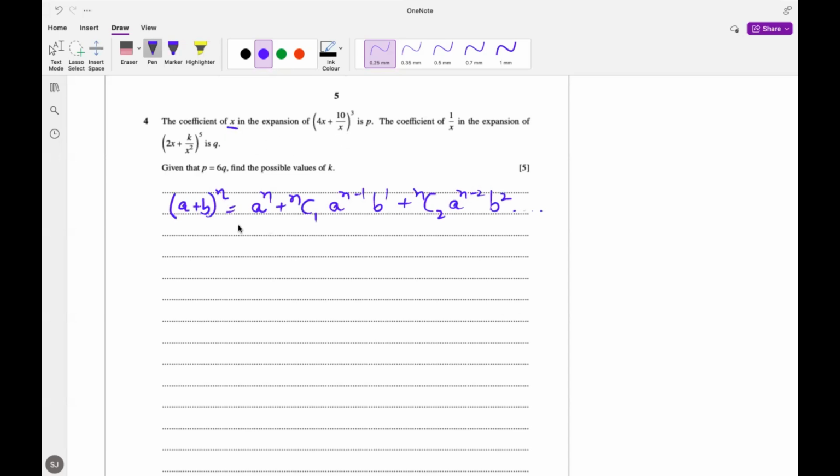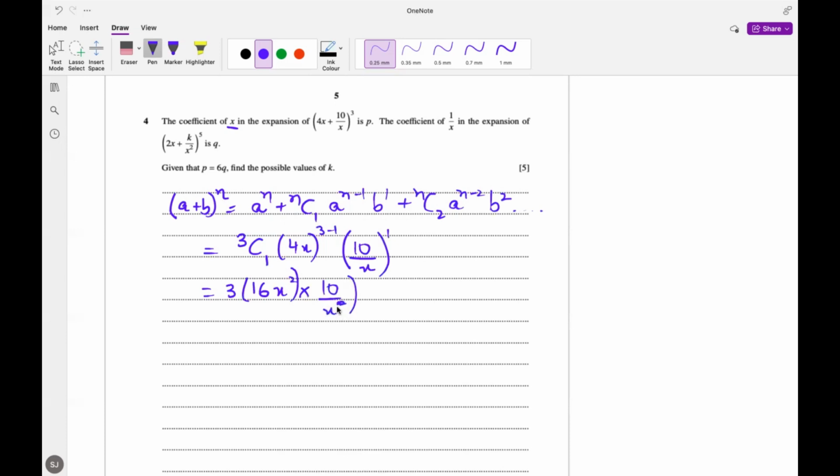So as the power is 3, we can simply apply 3C1. So 3C1, in place of a we have 4x to the power 3 minus 1, and in place of b we have 10 upon x, which will be to the power 1. 3C1 is 3 into 4 squared, that will become 16, x squared into this will become 10 upon x.